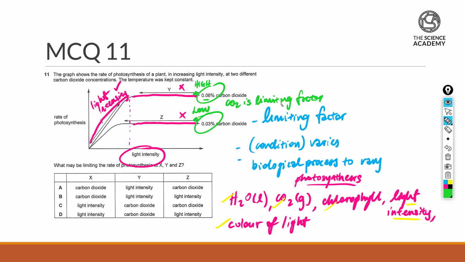So in this case here, for x, I'll say that light intensity is the limiting factor, but definitely no for z, it is no longer a limiting factor, and no for y. So in this case here, the only correct answer is going to be C.